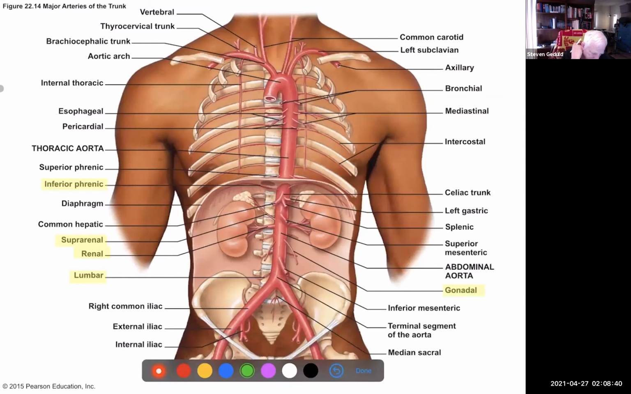Coming off the aorta here, there's your inferior phrenic, just below the diaphragm. There's a suprarenal artery supplying the suprarenal glands or the adrenal glands. Your lumbar artery supplying the abdominal wall and the lumbar vertebrae. And your gonadal artery supporting your testes in males, ovaries in females. And that was it for that one.